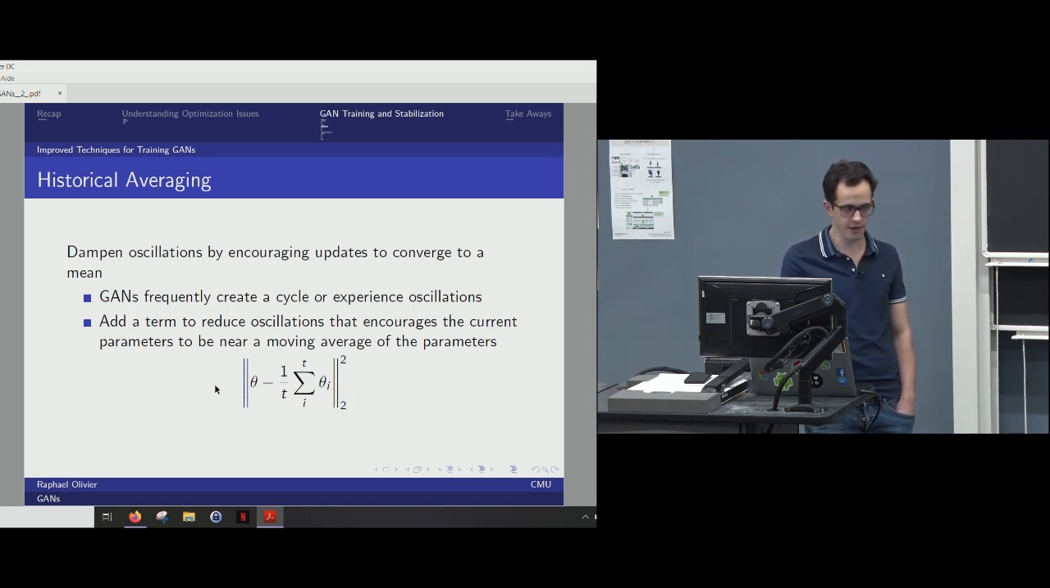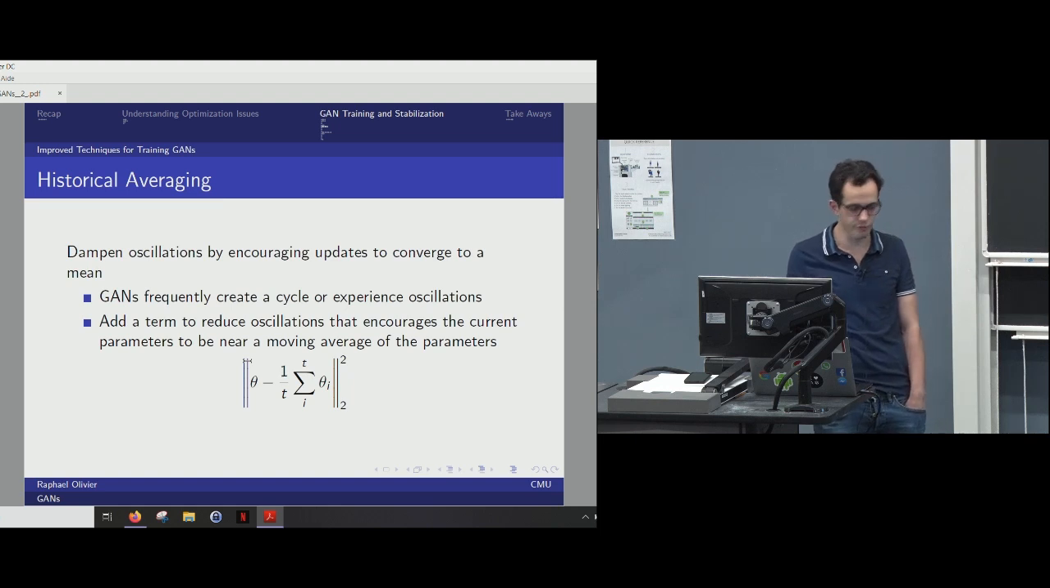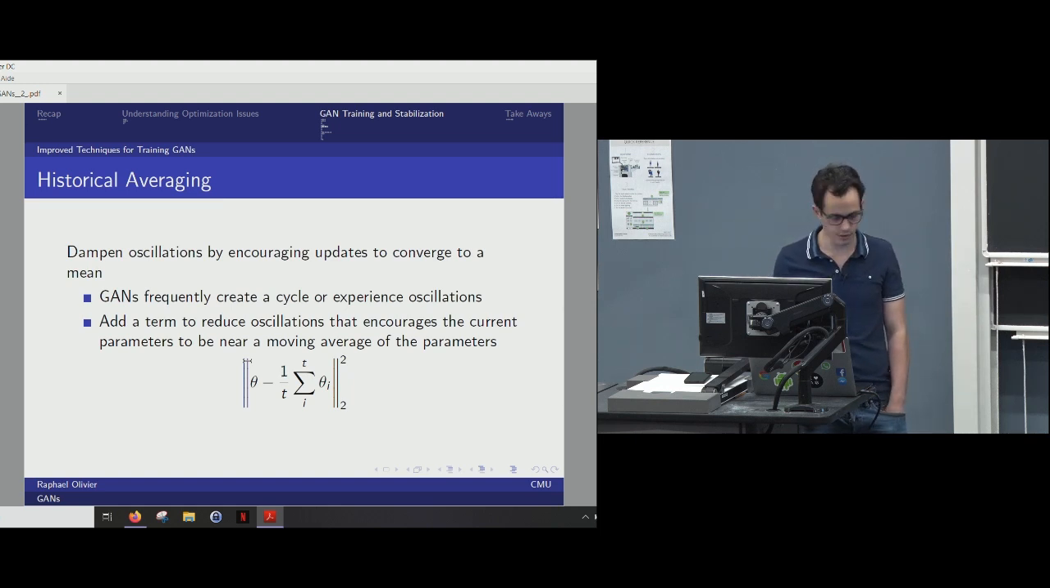So they just say, yeah, well, I'm going to add a term that's going to discourage your process to have oscillations. So they just take a moving average of what the parameters were, and they try to enforce that the parameters at the next step are going to be somewhere around the average before. So that's sort of like you see a specific problem that happens, you're putting a Band-Aid on it. But it sort of works. Sometimes, not all the time.